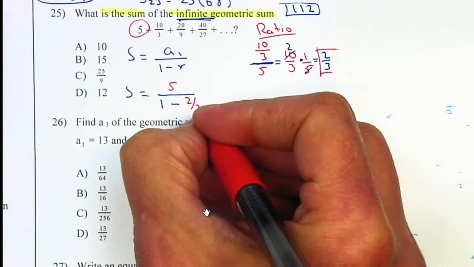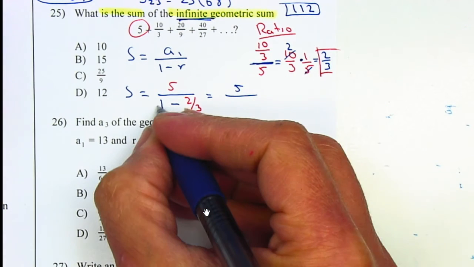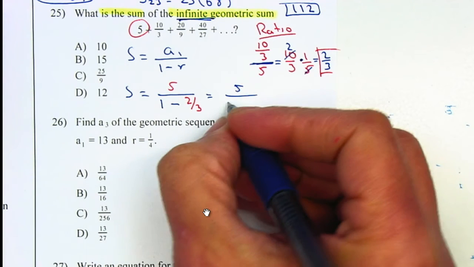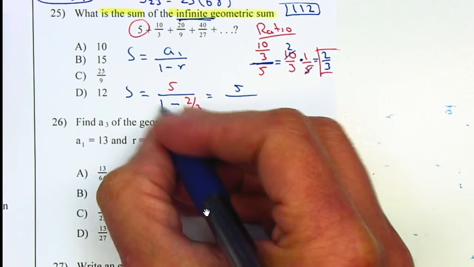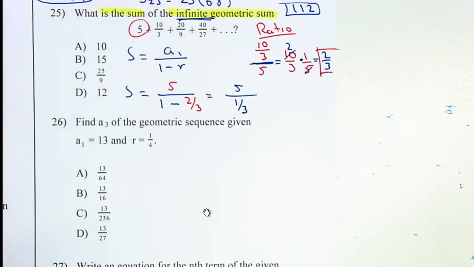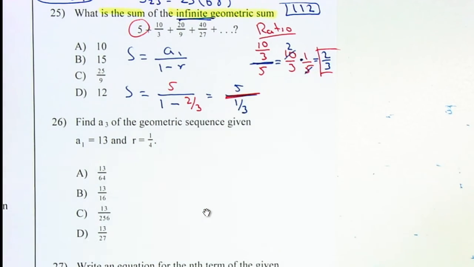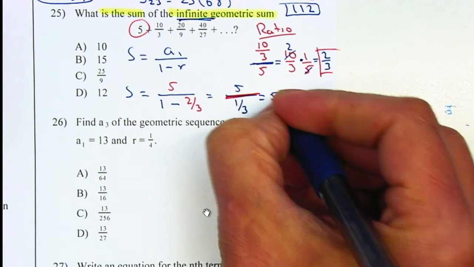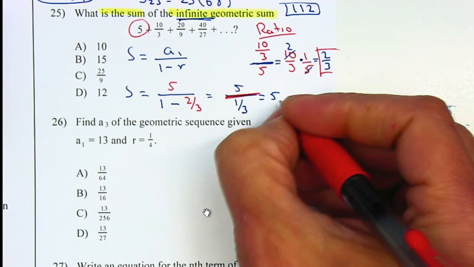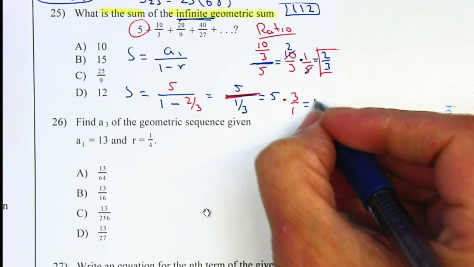So let's simplify it. 5 over 1 minus 2/3. If I have a whole pizza and take away 2/3, you end up with 1/3. Now I need to simplify, so I might change my division to a multiplication. So 5, instead of a division, I change to multiplication by taking the reciprocal of the second fraction. And that'll give me 15.